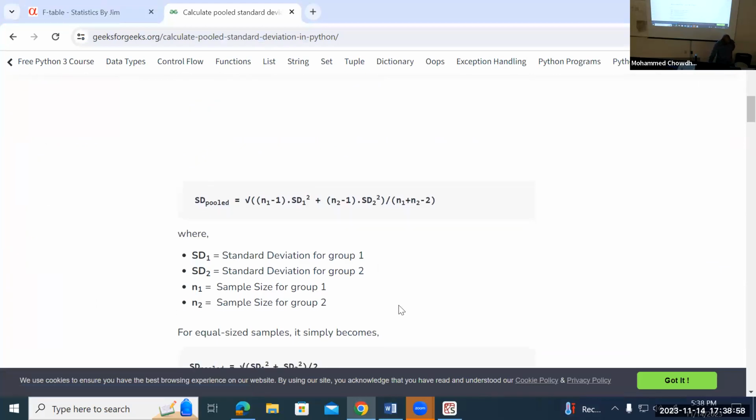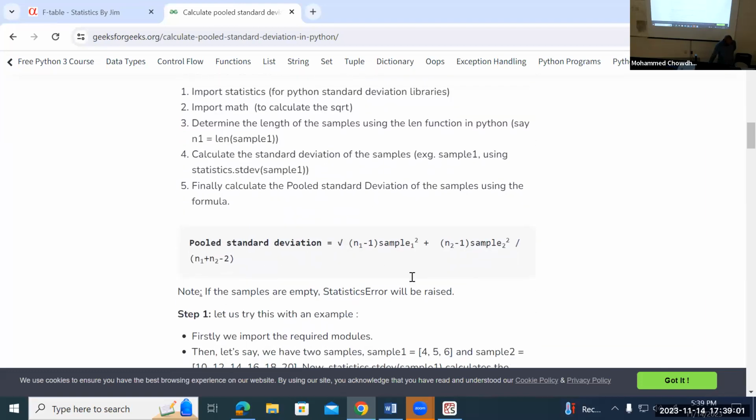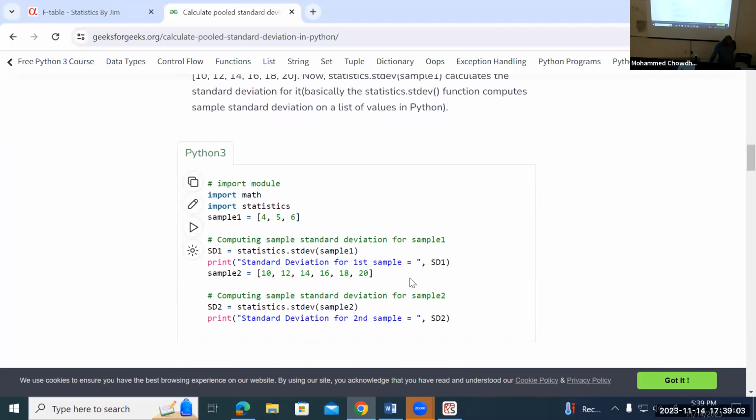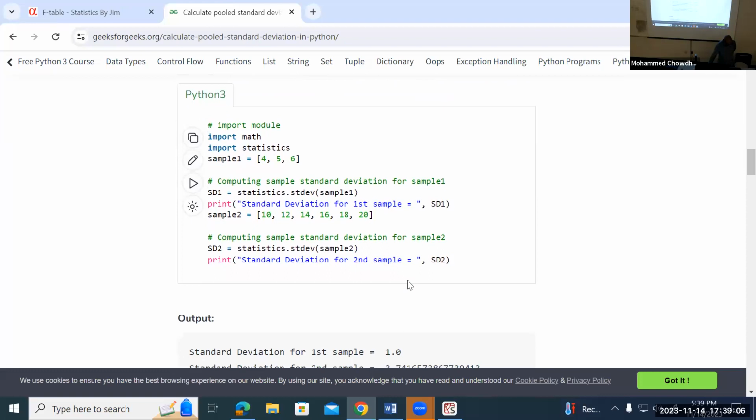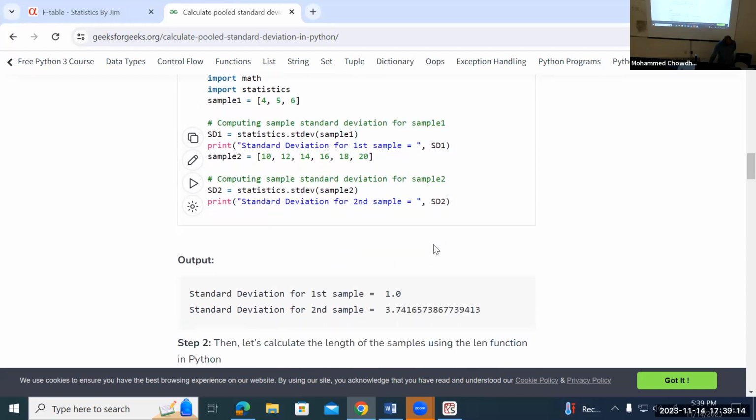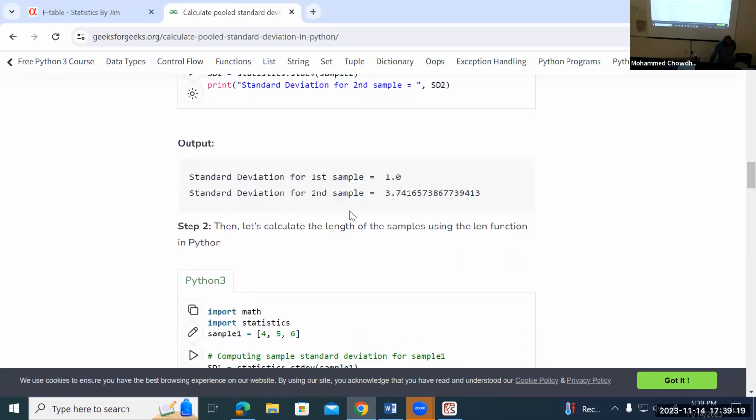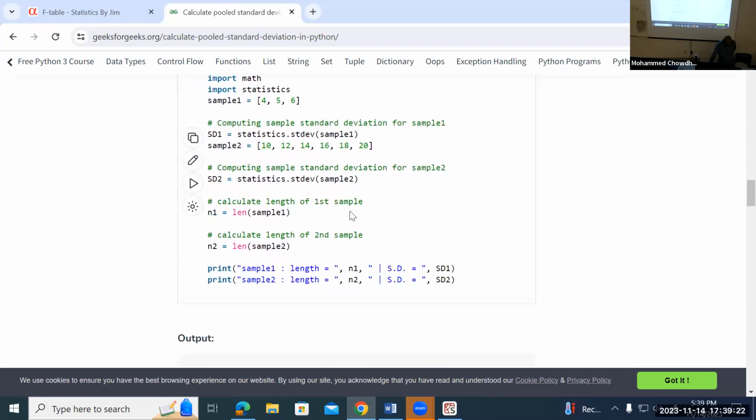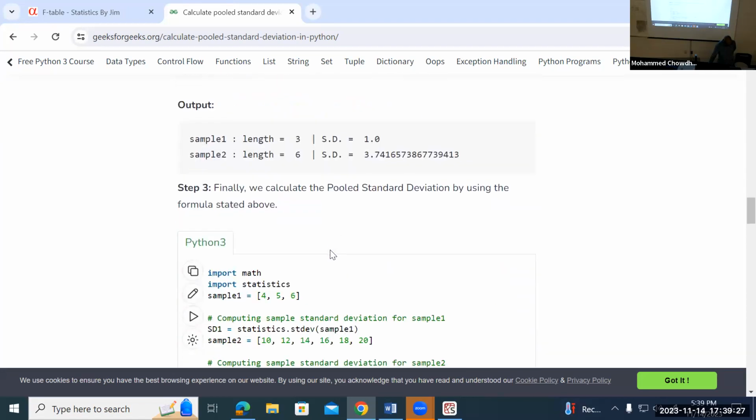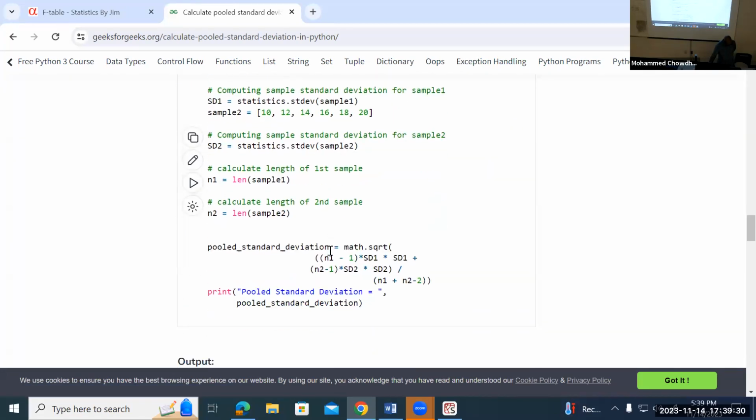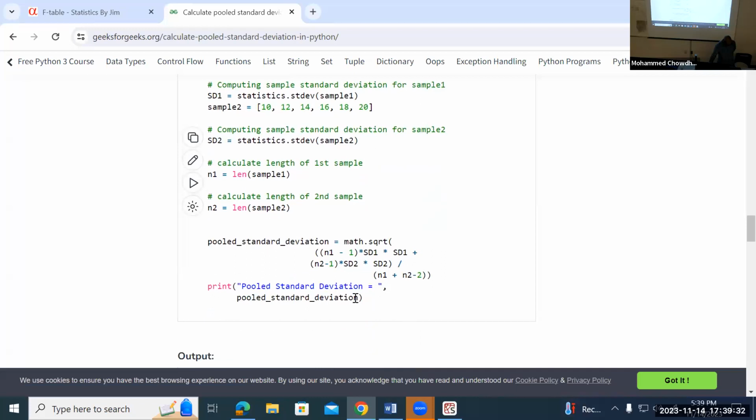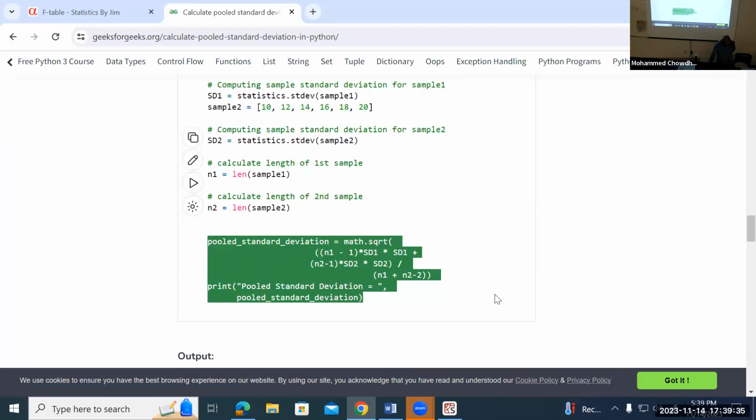This is just the formula, right? This is just the formula, but there is someone doing something for us here. Here, state math sample 1, sample 2. Here, computing sample standard deviation for sample 2. Length. What they have done.